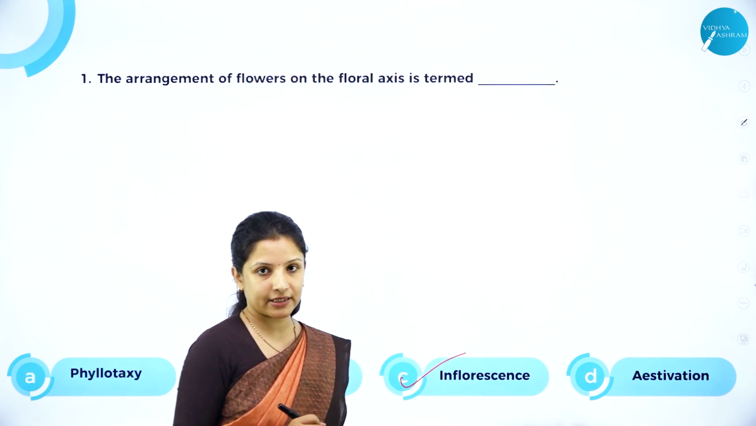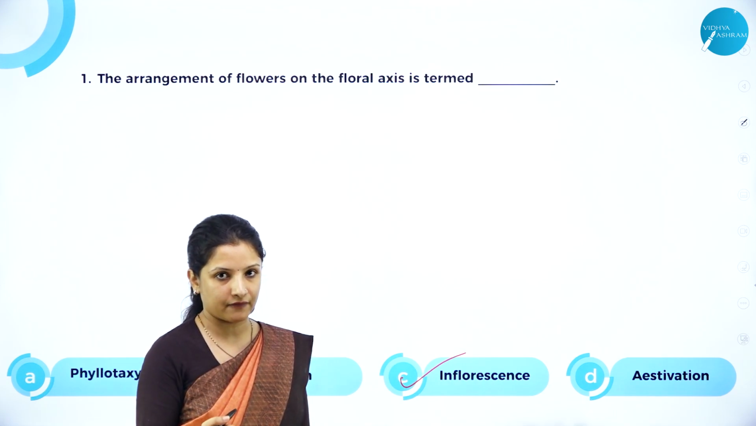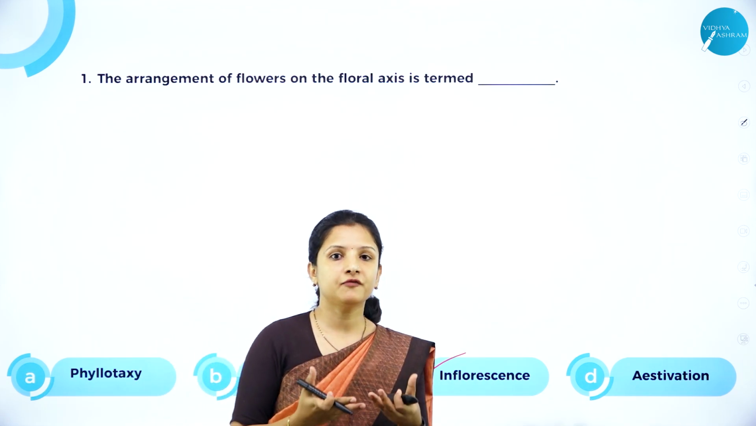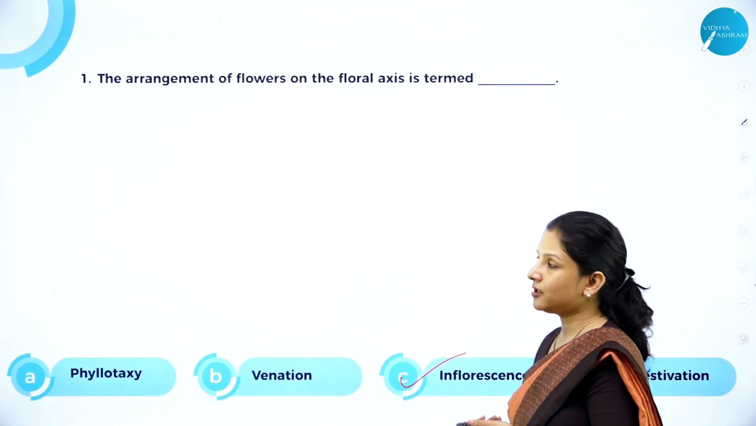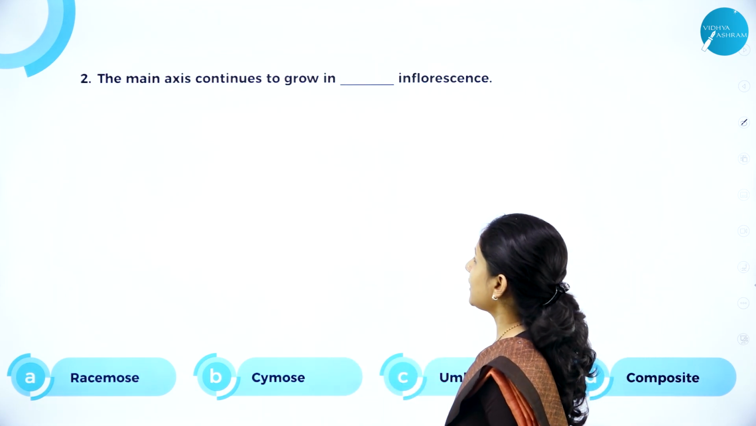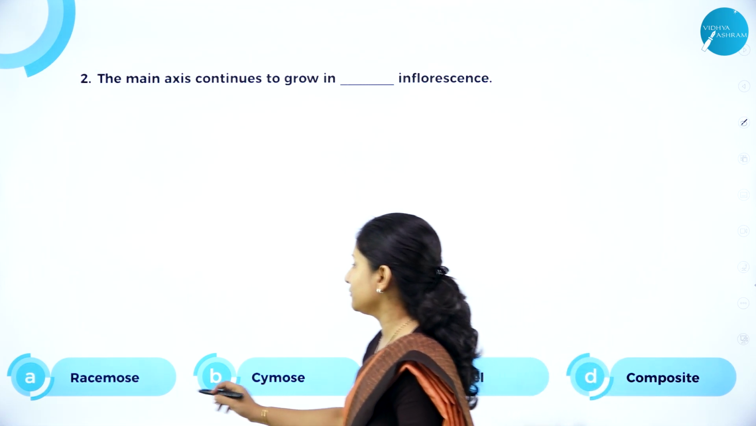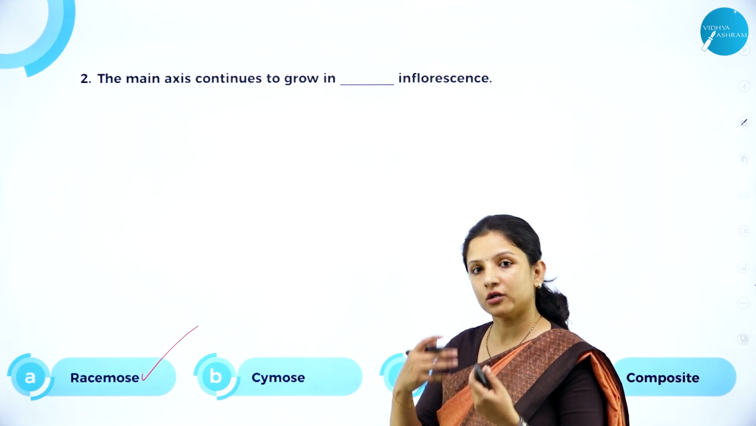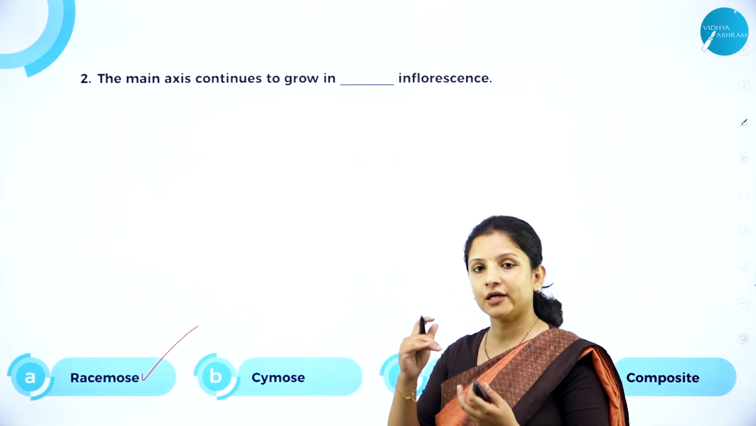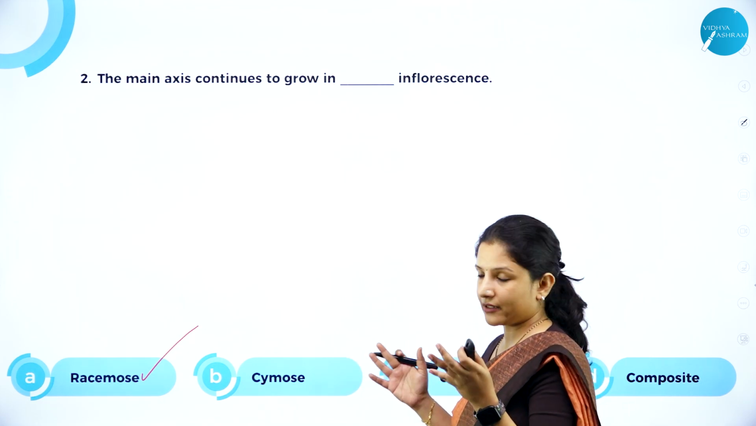Don't get confused with aestivation. Aestivation is the arrangement of sepals and petals in a flower. The arrangement of the entire flower on a floral axis is called inflorescence. The right option here is C, inflorescence. The main axis continues to grow in dash inflorescence. It is in racemose inflorescence because the main axis will not produce a flower. Therefore, it will continuously grow, producing flowers at the lateral ends.